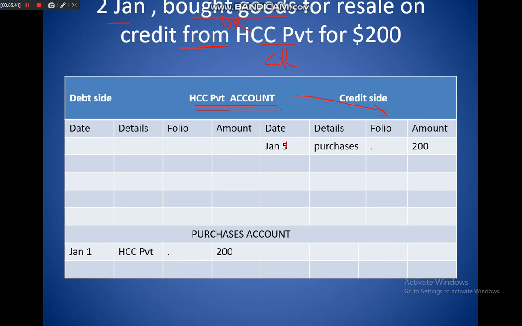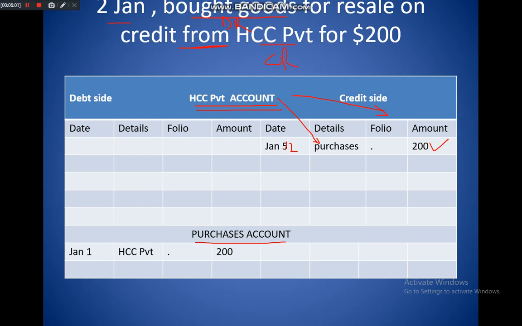This is actually 2 January, so we record 2 January. The other account, this is HCC account, then we cannot write HCC and write again HCC. We write purchases, the other account, then the amount. Okay, we're done with this one. Leave space for you to record the other transaction. Then we move on to another account.